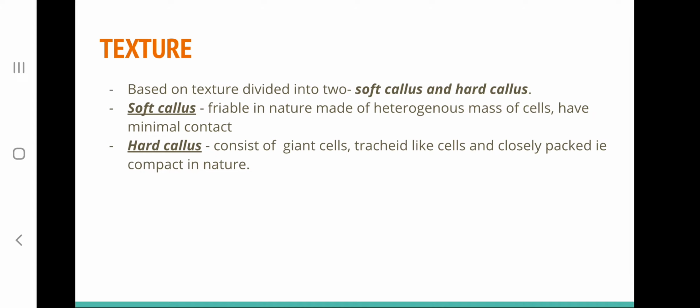Next character of callus is texture. Based on texture, callus can be divided into two, that is soft callus and hard callus. Soft callus is also called friable callus. That means it is friable in nature. The cells of the callus can separate easily, and they are made up of a heterogeneous mass of cells that have minimal contact with each other. That is the reason why the cells of soft callus can separate very easily. The second division based on texture is hard callus, and hard callus usually consists of chain cells or trachea-like cells, and these cells are closely packed, that is, compact in nature.